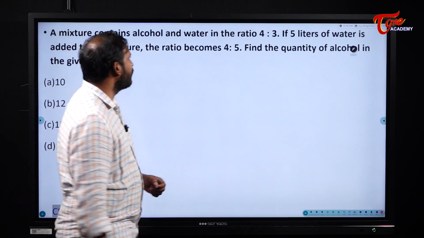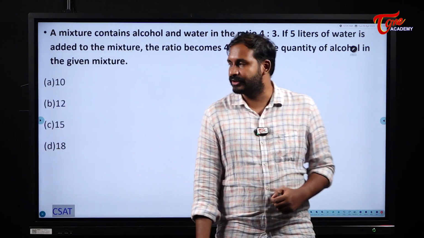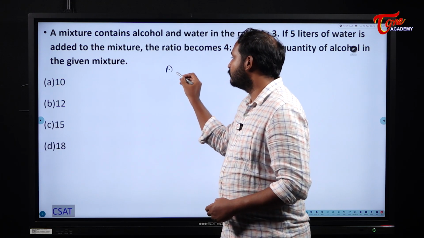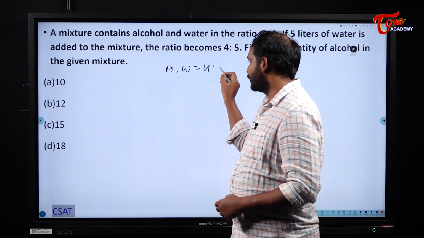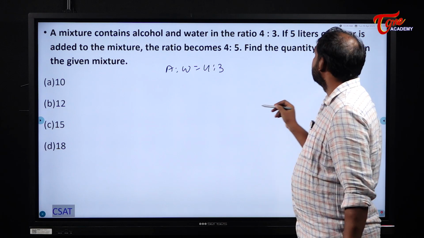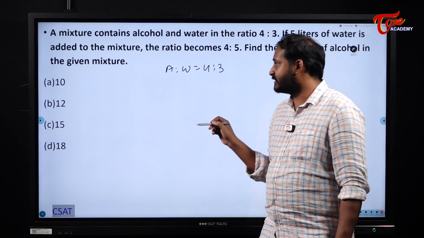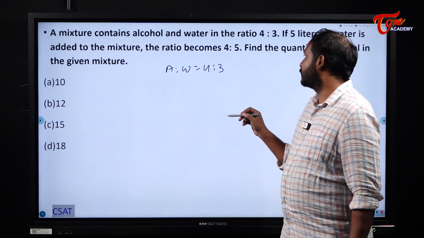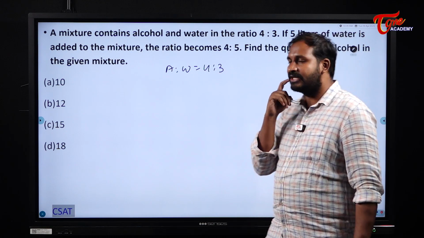A mixture contains alcohol and water in the ratio of 4:3. Alcohol is to water is equal to 4:3. Next, if 5 liters of water is added to the mixture, the ratio becomes 4:5. Find the quantity of alcohol in the given mixture.